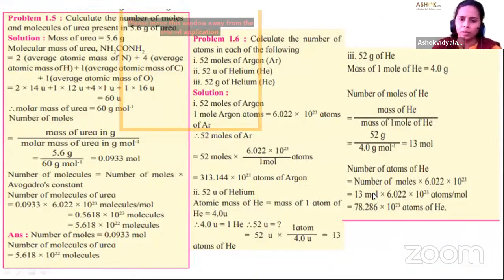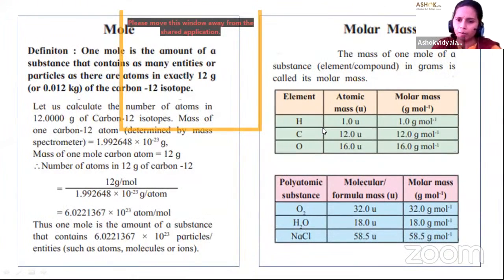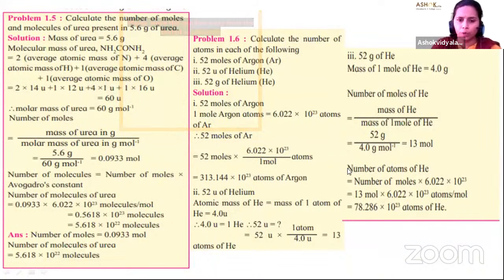In the same way, these are monoatomic. Polyatomic ones are there, like oxygen O2. So 1 atom of oxygen means 16, and 1 molecule of oxygen, O2, means 32. So you just replace U by gram per mole. Water, 18 U, will be replaced by 18 gram per mole. Understood, students? Now let's go for the problems based on this.